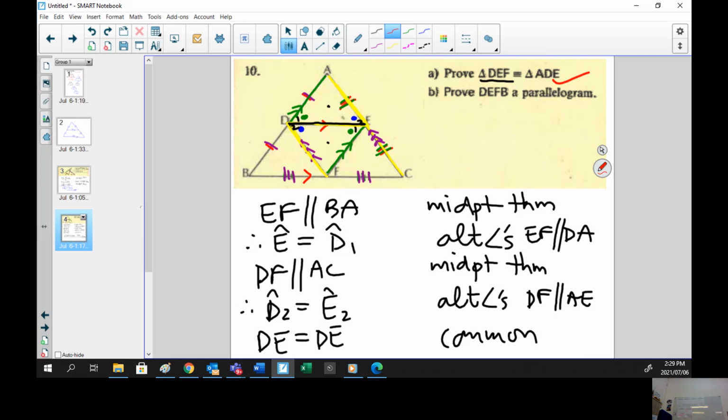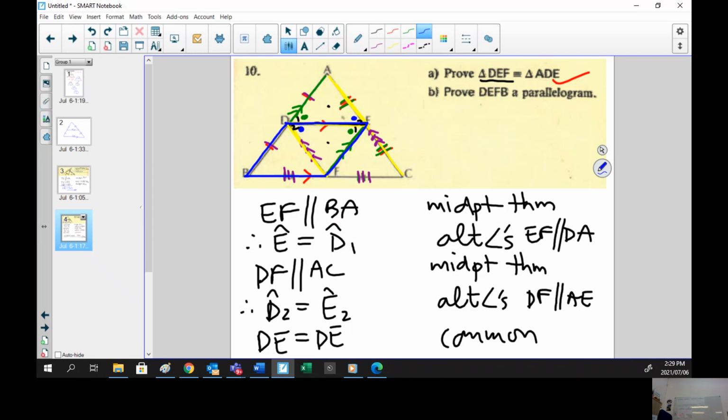And now they want us to prove that DEFB is a parallelogram. Let me do this DEFB in a different color. I'll just do it in blue. DEFB. This thing here. Prove that it's a parallelogram. I'm going to say it again for the millionth time because you must know this, guys. How do you prove a parallelogram? Either we've got two pairs of opposite sides equal, or two pairs of opposite sides parallel, or one pair of opposite sides equal and parallel, or the diagonals bisect, or opposite angles equal.